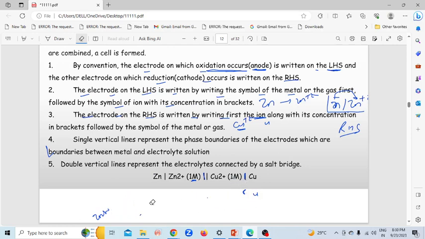Then the fourth point is the single vertical line. A single vertical line represents the phase boundary. Phase boundary means zinc and zinc sulfate, so it is represented by a single line. It is the boundary between the metal and the electrolyte solution. The double vertical line represents the electrolytes connected by a salt bridge. So it is a representation of the salt bridge.